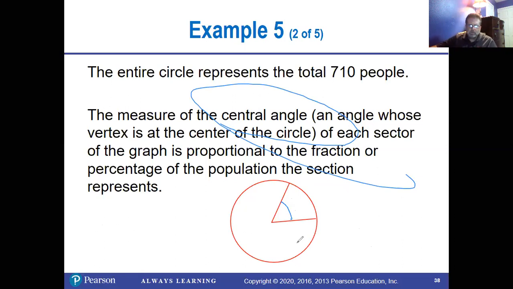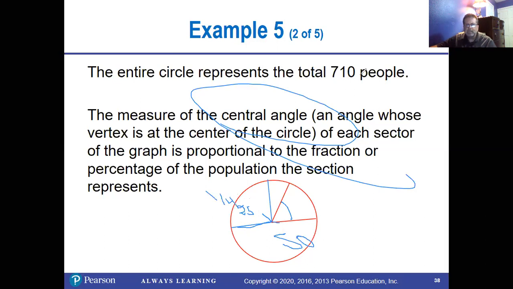Remember, if I was to cut this all the way across, this would be 50%, right? And if I go from here to here and here to here, this section right here would be 25%, which would be 1/4.